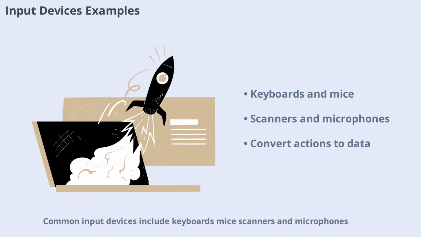Common input devices include keyboards, mice, scanners, and microphones. Each device converts physical actions or signals into digital data that the computer can process. The variety of input devices allows computers to interact with the world in many different ways.